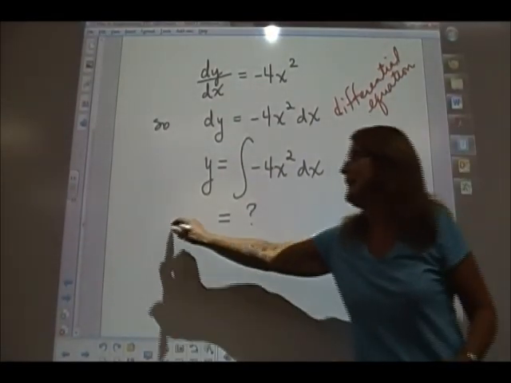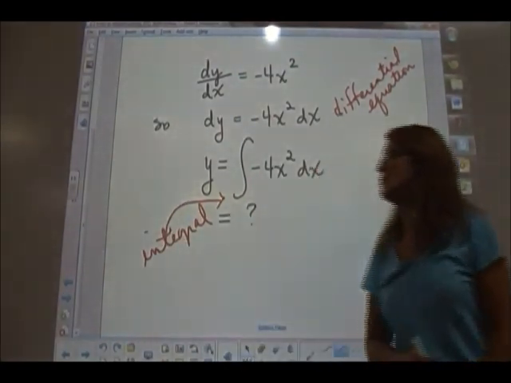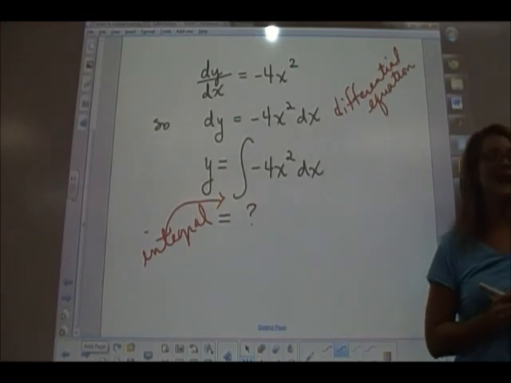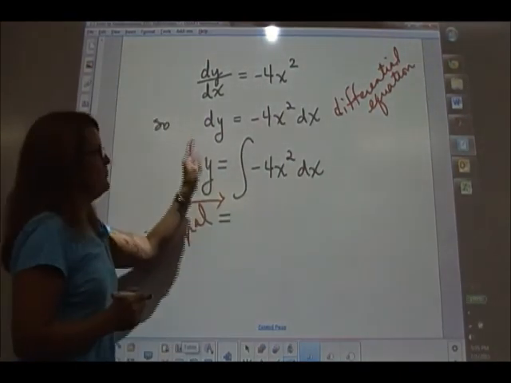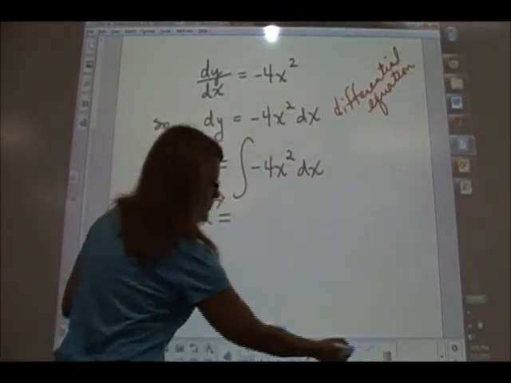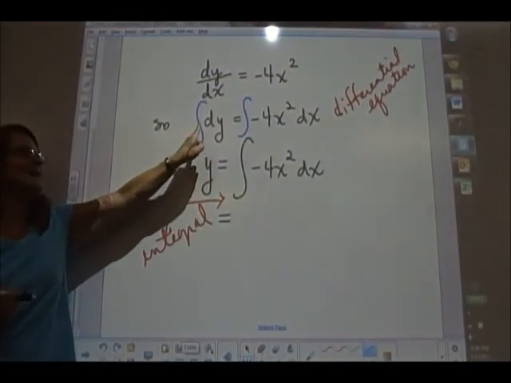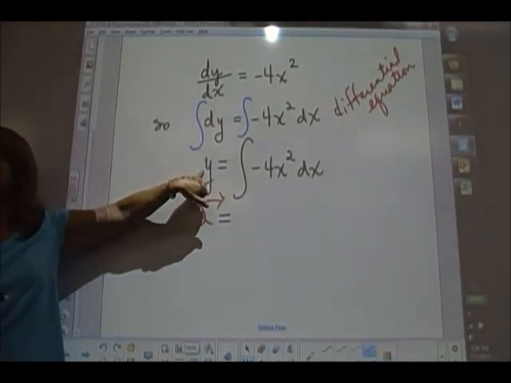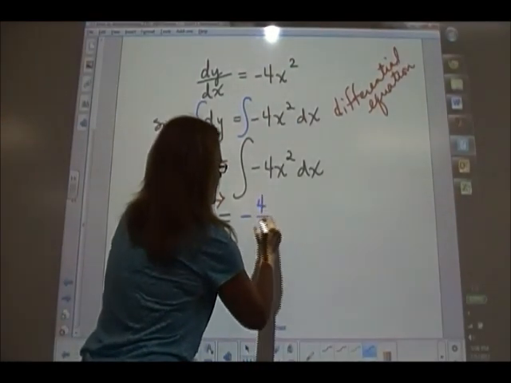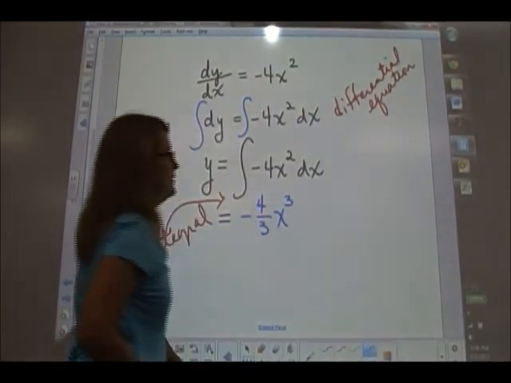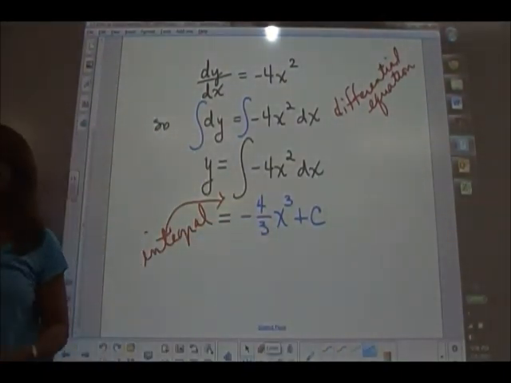It's also called an integral. So the process we're going to be using to find antiderivatives is finding integrals. What you have just discovered is that when I take the integral of both sides, I need to be more specific. When I take the integral of dy, that's going to give me my function. And when I take the integral of negative 4x squared dx, that gives me the negative 4/3 x cubed plus c. So we could have any constant and take the derivative and get 0.